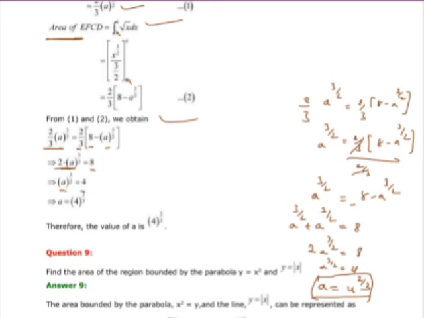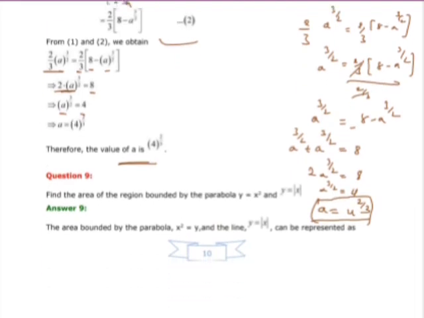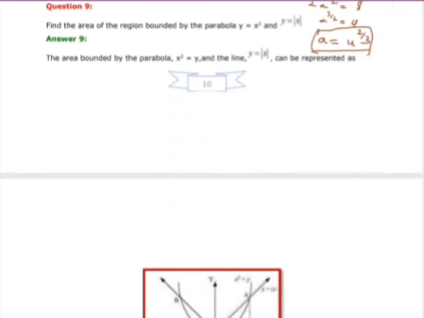Therefore, the value of a is 4 to the power of 2 by 3. Got it? So next, question number 9. Find the area of a region bounded by the parabola y equals x square and y equals mod x. Then the area bounded by the parabola x square equals y and y equals mod x can be represented as, let's see.